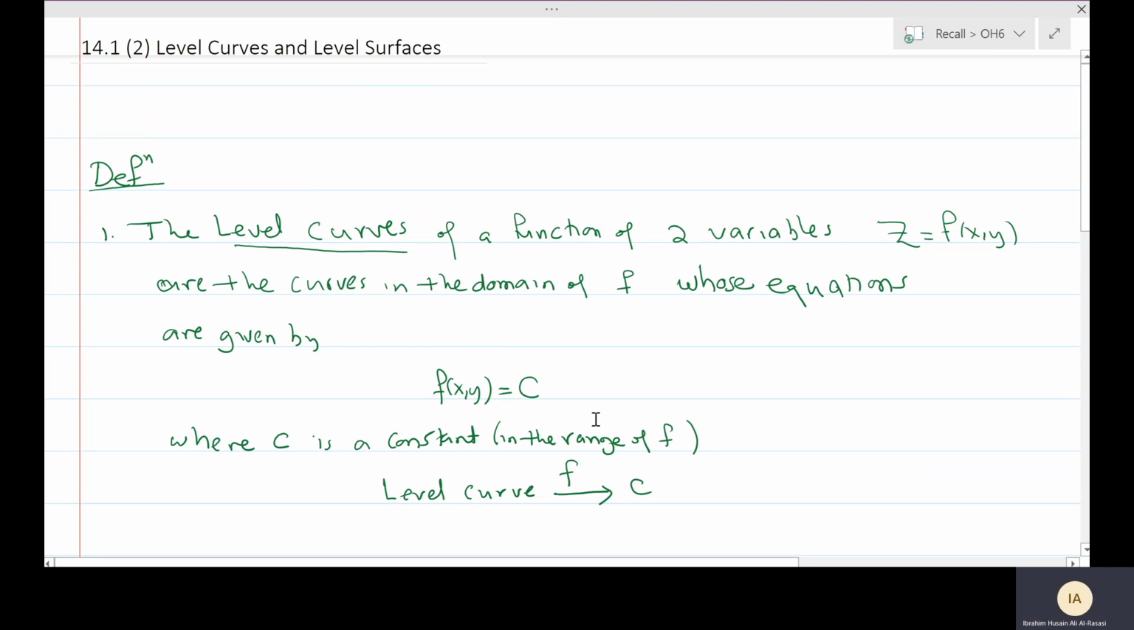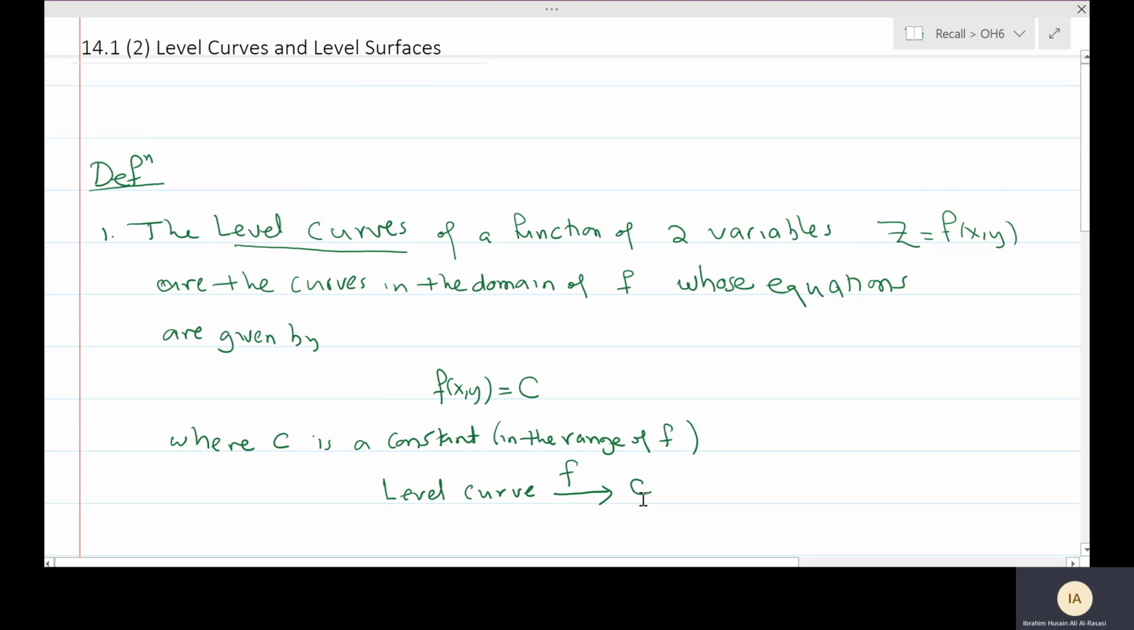So it is like the pre-image. C is the range value. You just substitute, replace it with C, and you get a curve. Any point on this curve, the function will take all these points to the value C, to the range value C.